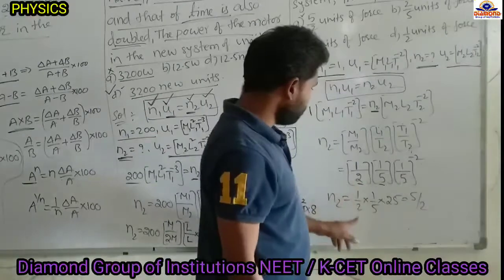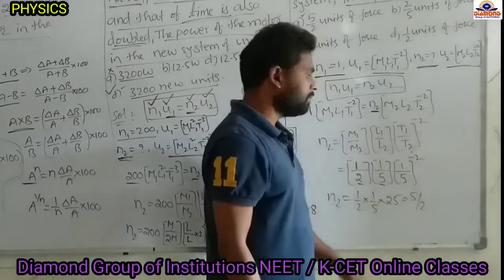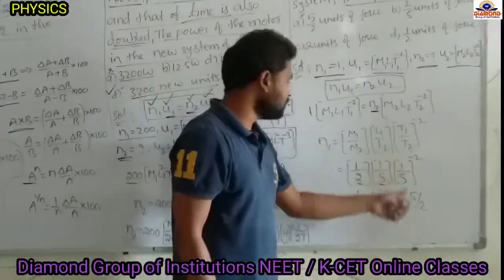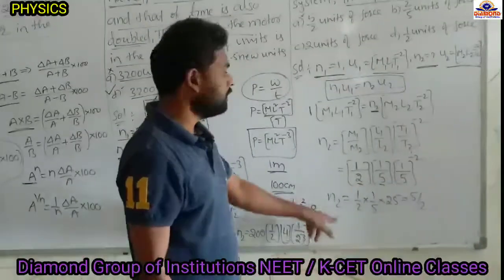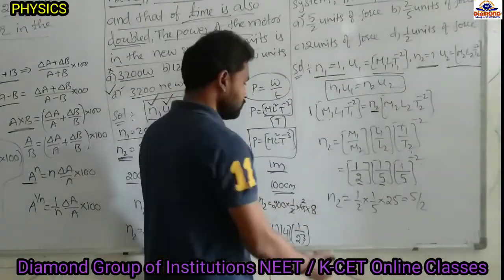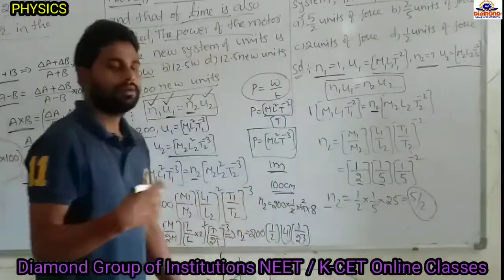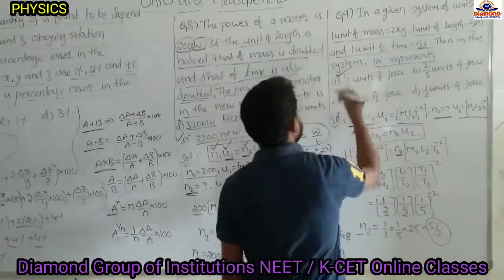1 by 2 into 1 by 5 into 1 by 5 to the power minus 2. Send 5 to the power minus 2 upside and it becomes 5 squared, the value of 5 squared is 25, 5 ones are 5, 5 fives are 25, so 5 by 2 we are getting. n2 is the numerical value. So n2 equals 5 by 2 units of force. A is the right option.